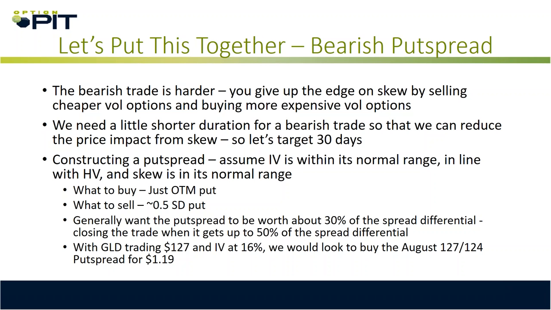So when we construct this put spread, we're going to assume that implied vol again is within its normal range, in line with historical vol, and skews are in their normal range. All this goes out the window when you have a big up day or a big down day, because some of the stuff moves. But we're really carefully trying to pick this where we're going to buy a just out-of-the-money put. It's all about a half a standard deviation put out of the money.